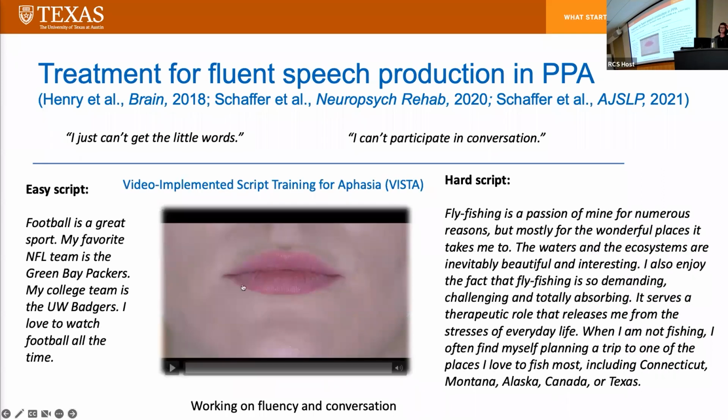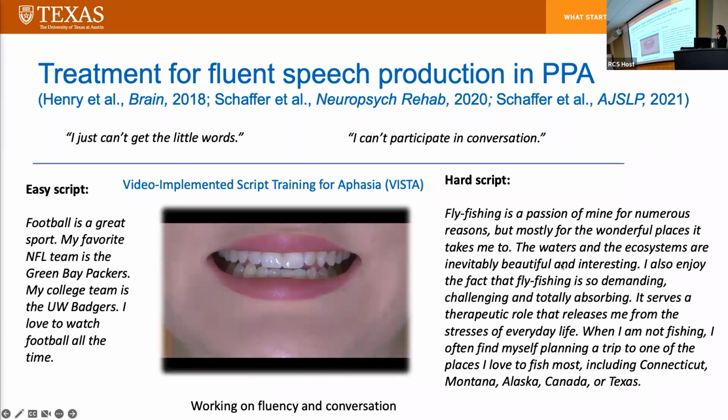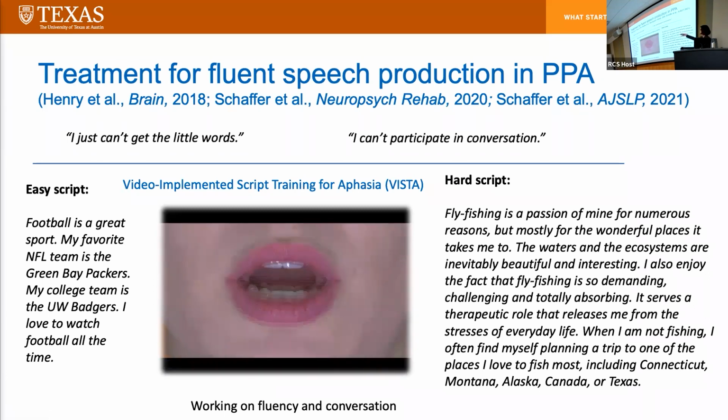So we use an intervention approach that, again, we've adapted from stroke-induced aphasia. We develop scripts with these people about topics that they want to be able to talk about. We can make those scripts easy or hard. They're tailored to the individual. And the person practices with an audio-visual model. That's what you see playing there. Basically rehearsing the script over and over and over, and they become more fluent by doing that.